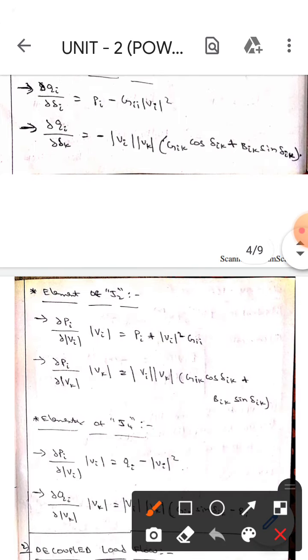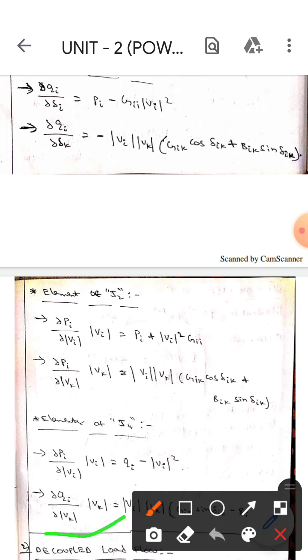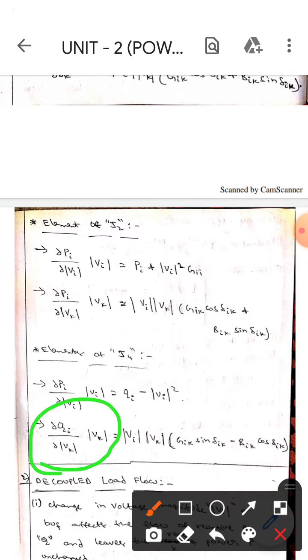Whereas the element of J4 can be found by the formula dou Qi by dou modulus of Vi, times modulus of Vi, which equals Qi minus modulus of Vi squared Bii. Whereas the next one can be found by using the formula dou Qi by dou modulus of Vk, times modulus of Vk, which equals modulus of Vi into modulus of Vk into (Gik sin delta ik minus Bik cos delta ik).